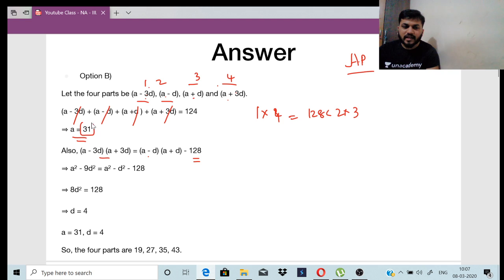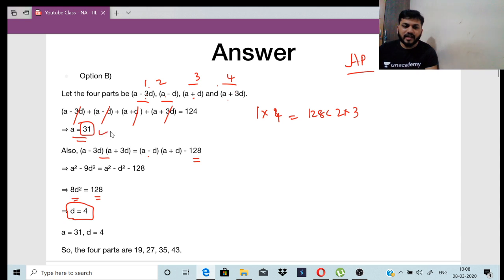We know the value of A, right? Okay, so calculate this. Formulate the whole equation. You will get A square minus 9D square is equal to A square minus D square minus 128. A is equal to 31. Substitute that. You will get 8D square equals 128, right? D is equal to 4.